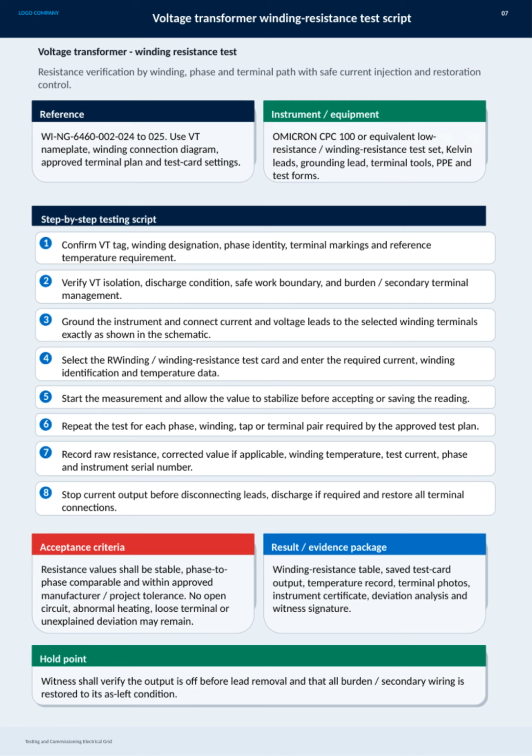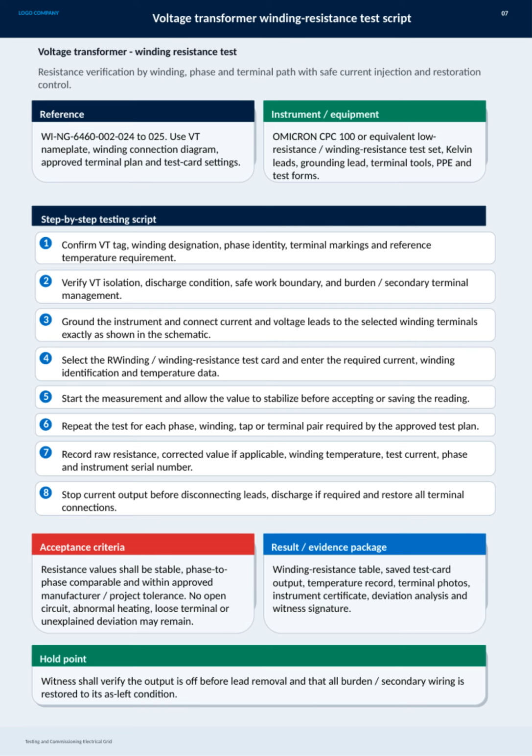This test is critical for verifying the resistance of the transformer windings by phase and terminal path, using safe current injection and ensuring proper restoration afterwards. First, we reference the relevant documents like WI NG 6460-002-024-025 and always use the VT nameplate, winding connection diagram, approved terminal plan, and test card settings.